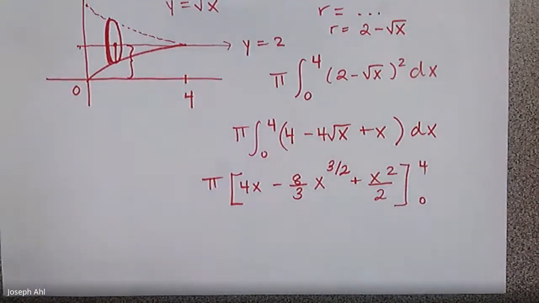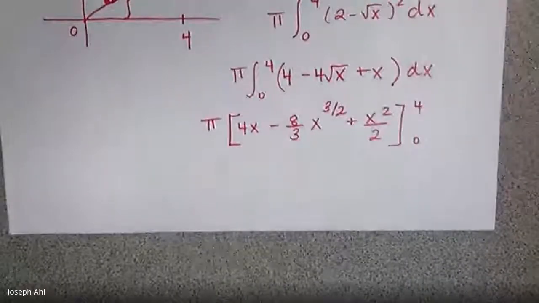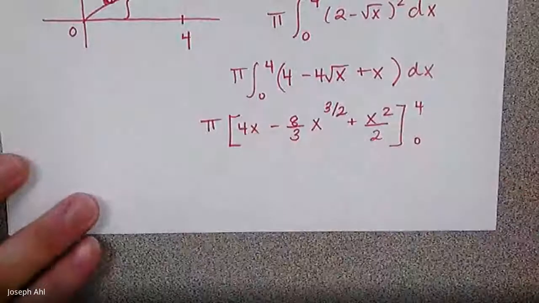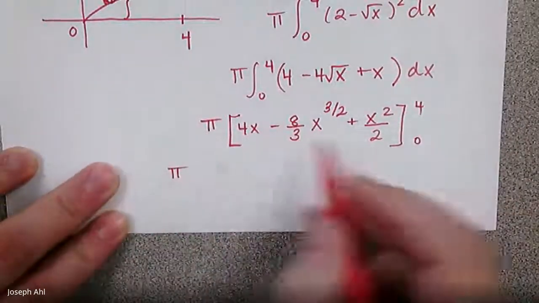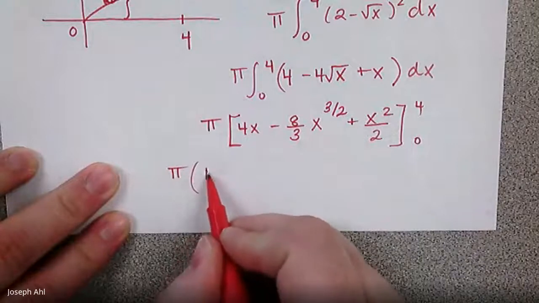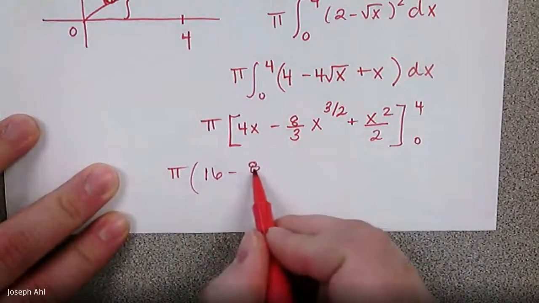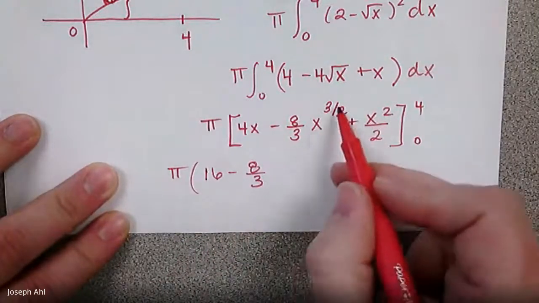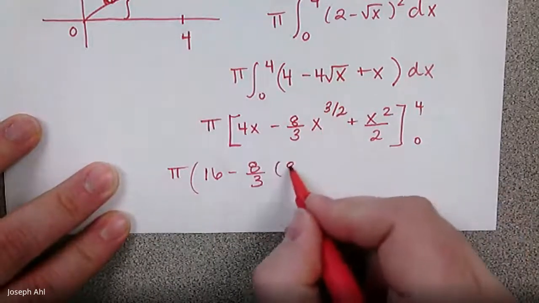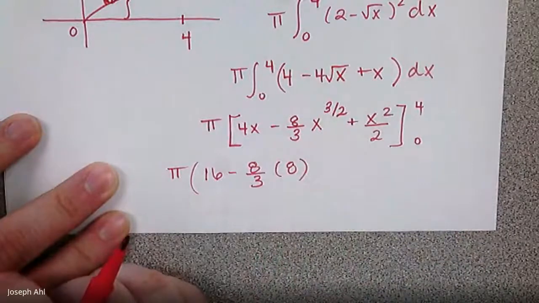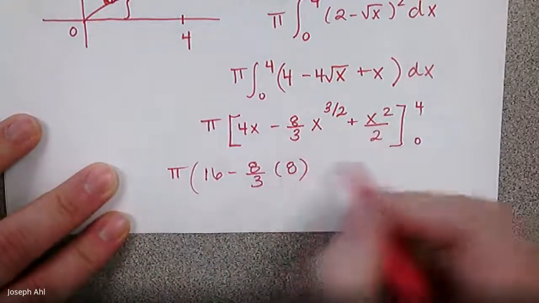All right. So plugging in all the appropriate bounds, plugging in 0, the nice thing about the lower bound is, again, this whole thing becomes 0, so I don't have to worry about subtracting out that lower bound. But when I plug in the upper bound of 4, it's going to be 4 times 4, which is 16, minus 8/3 times 4 to the 3/2. Let's see, square root of 4 is 2, cubed is 8, so it's going to be minus 64/3 in the middle. And then at the end, plus 8.